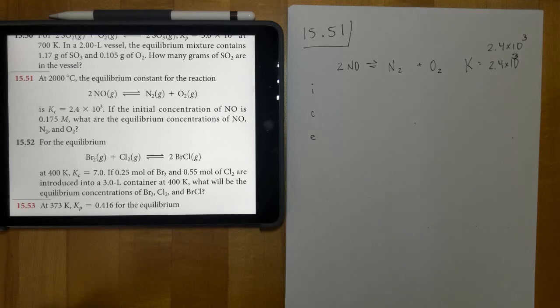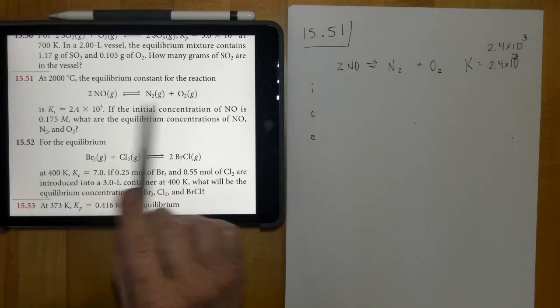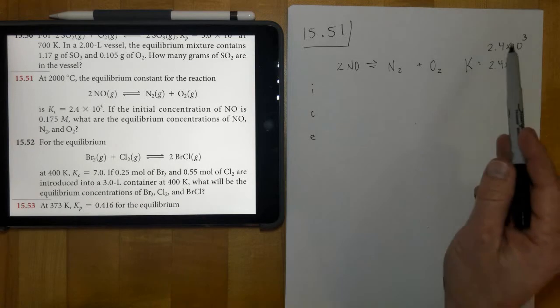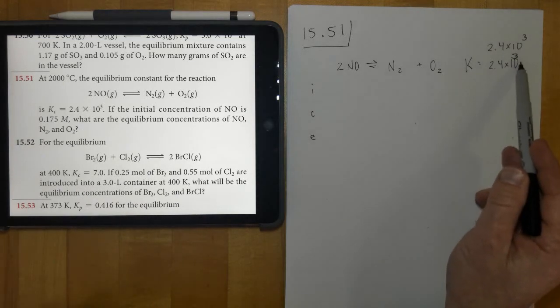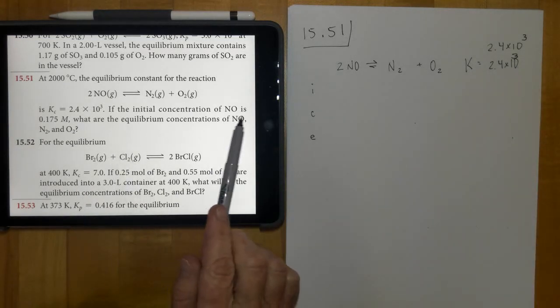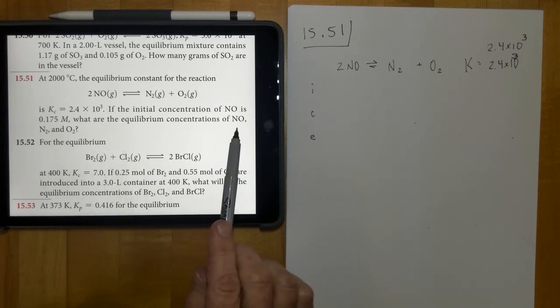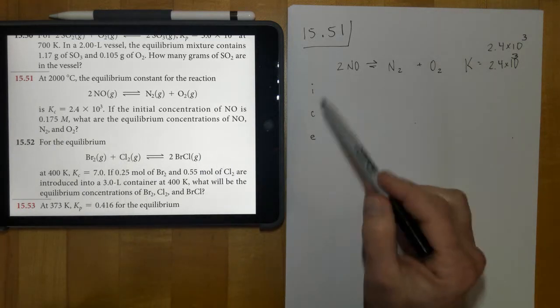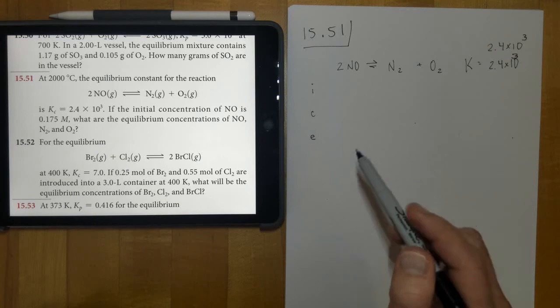All right, 1551 at 2000, the equilibrium constant for the reaction is, and I've got it written down here twice because I didn't write it super good there. If the initial concentration of NO is, what are the equilibrium concentrations? So this is one where you want to make an ICE table, and then we'll plug in the things that we know.